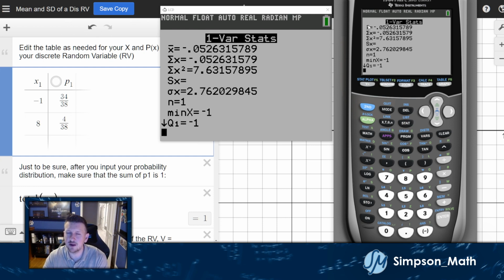So x bar is my mean. I know it says x bar, but x bar is mean, or mu, but this will print an x bar because it doesn't know we're talking about a population. And the math for them is the same.